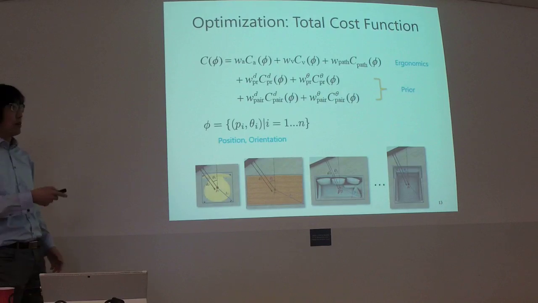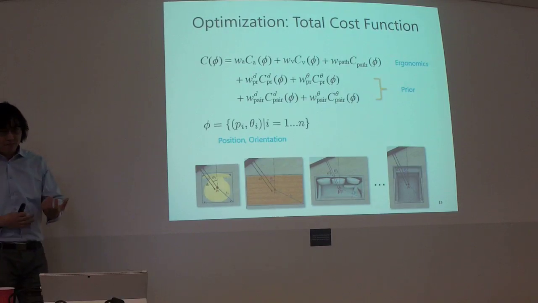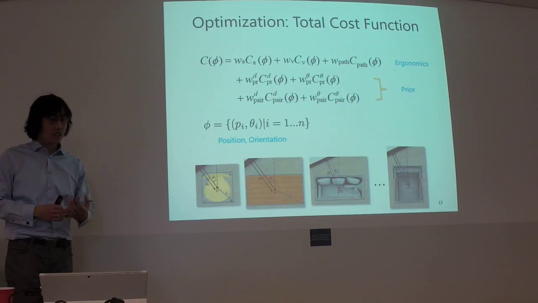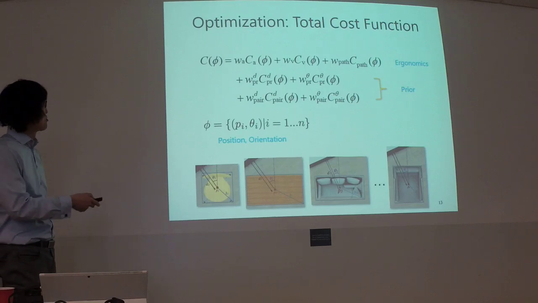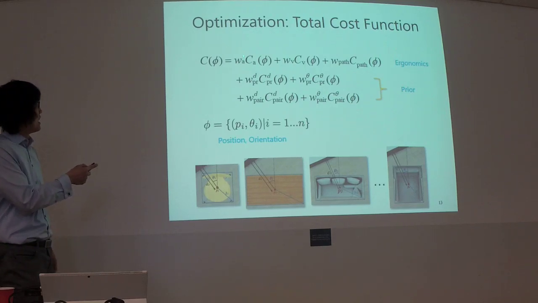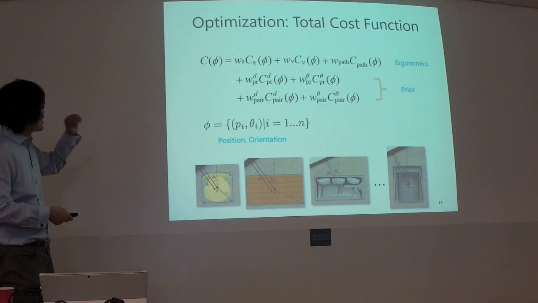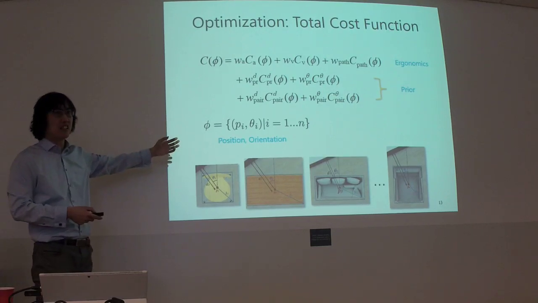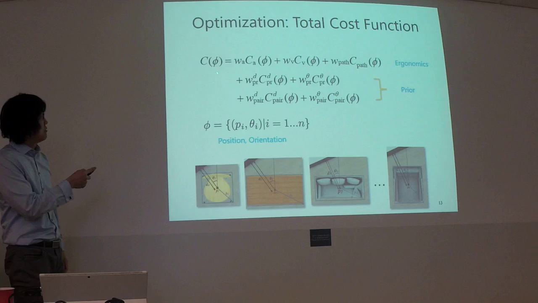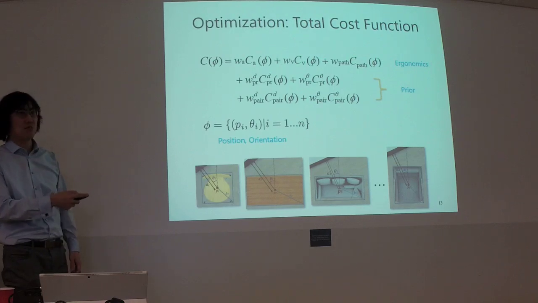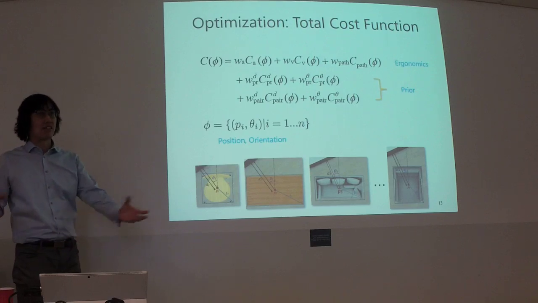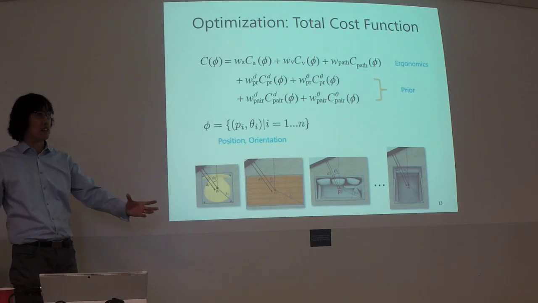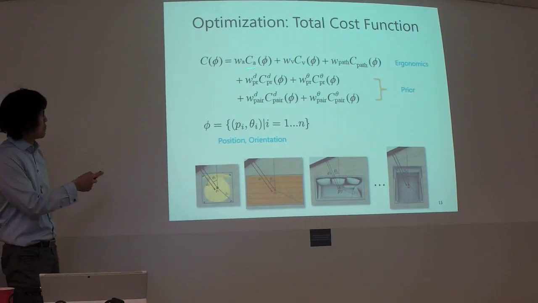And then we formulate the whole thing as an optimization problem. The optimization problem is centered around a total cost function, which is a weighted sum of cost terms. Each of these cost terms captures a particular aspect of the interior design, to tell whether it's good or not. So we have a bunch of terms.